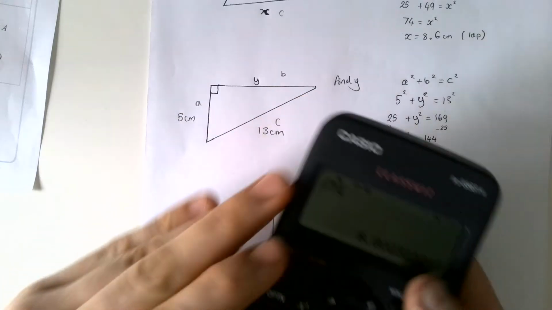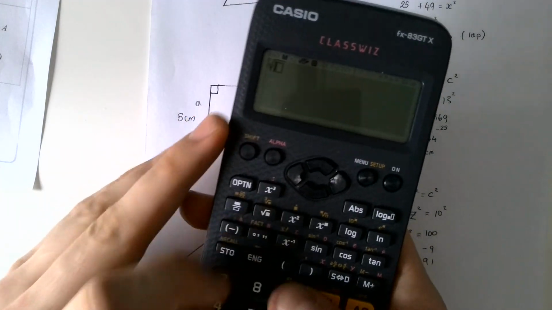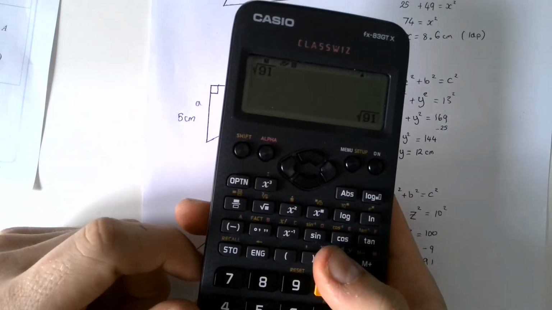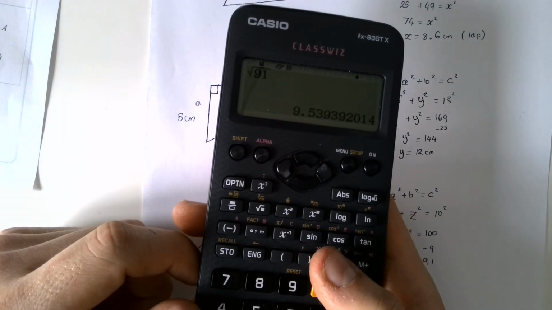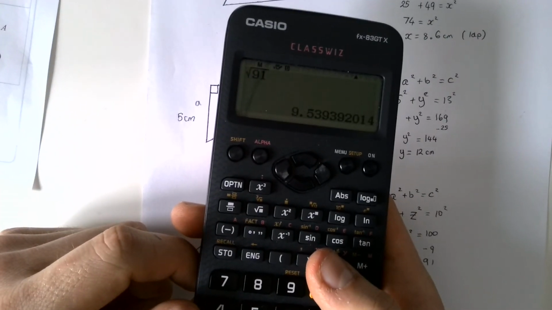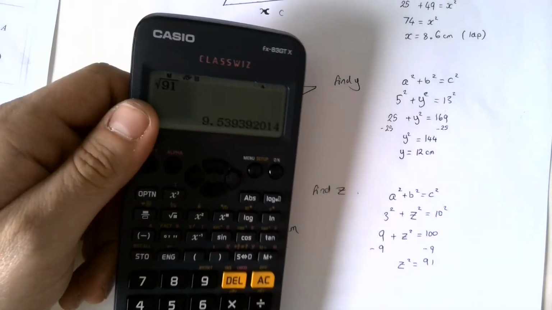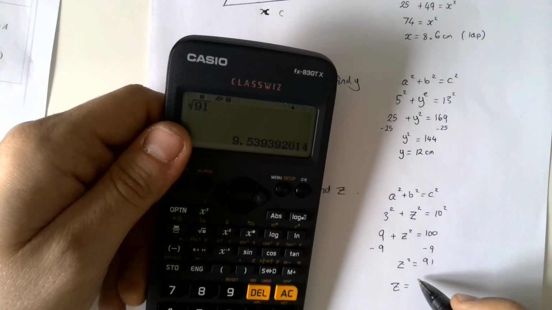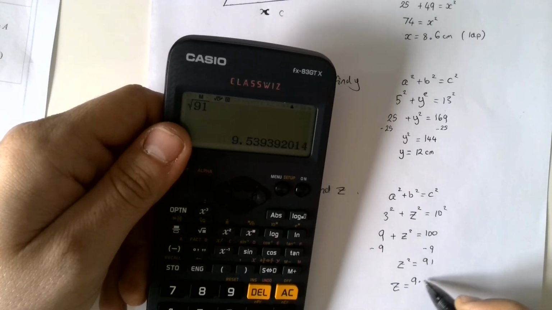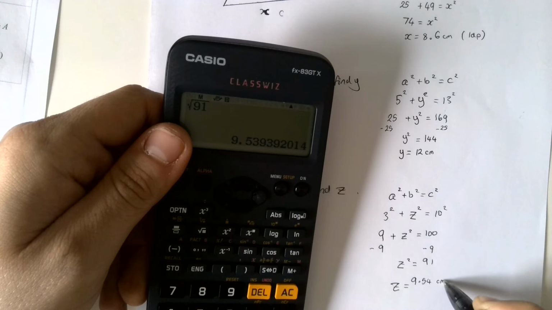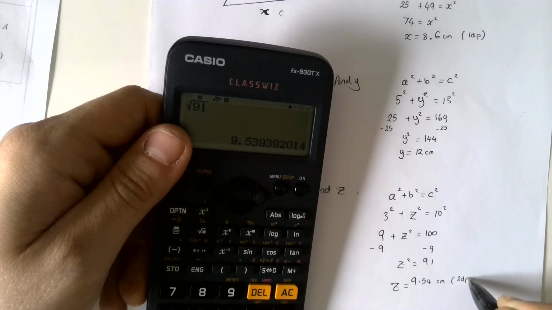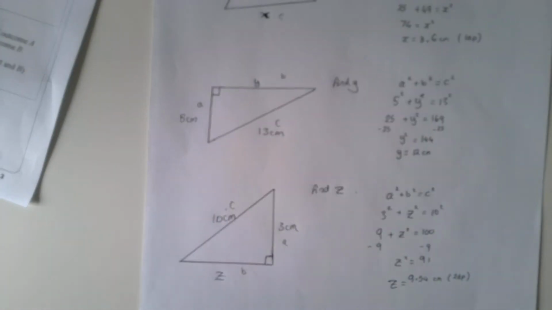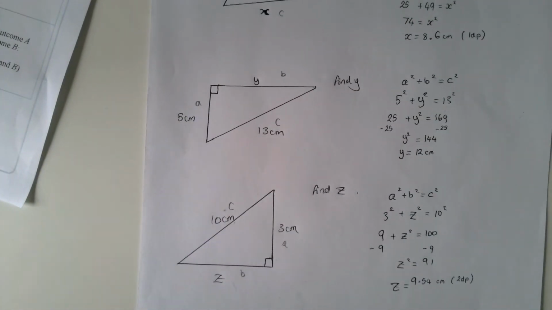So on my calculator, I'm just going to type in square root of 91. I've come up with square root of 91. Let's press S to D, and I can see 9.539392014. Let's round that to 9.54. Again, just stating what the degree of accuracy is, 2 decimal places. The question will probably tell you, but sometimes you'll have to make a judgment call for yourself.